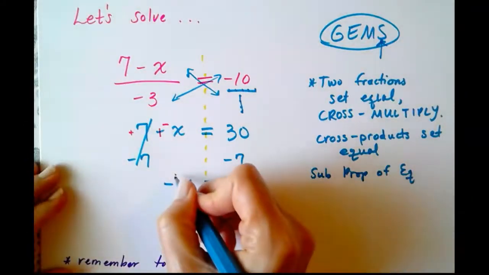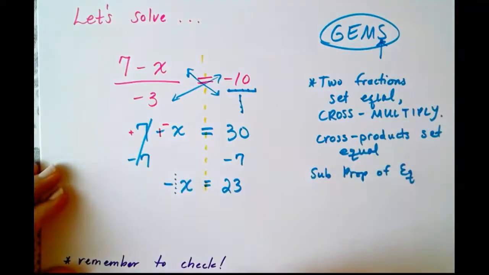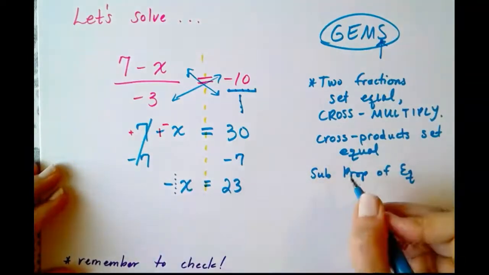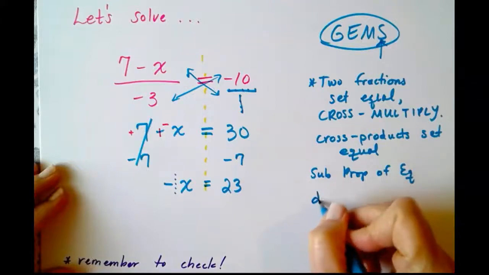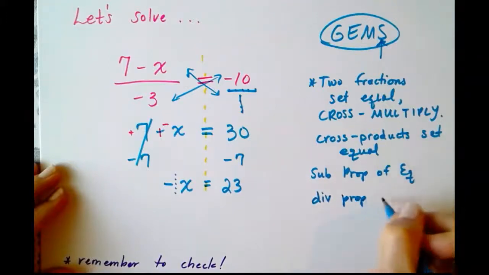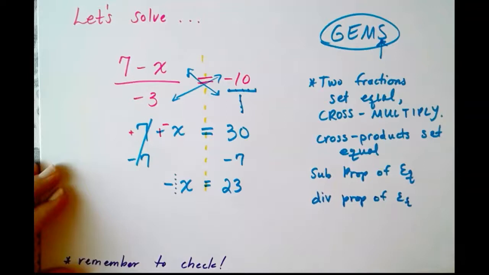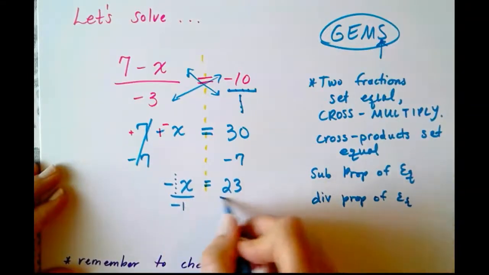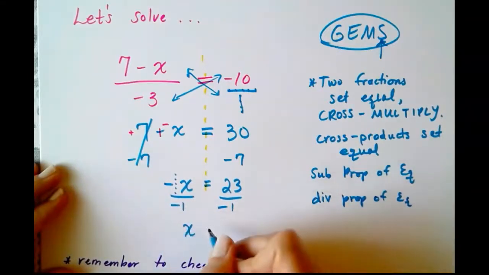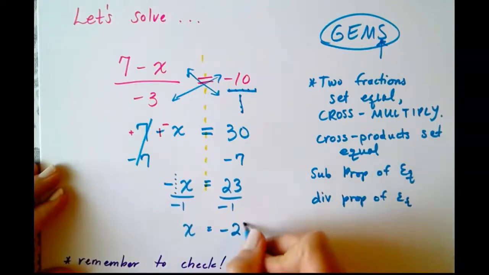We don't just want negative x, we want x. So remember that negative x means negative 1x. So in order to get rid of that negative 1, I need the division property of equality here. So divide by negative 1, divide by negative 1, x equals negative 23.